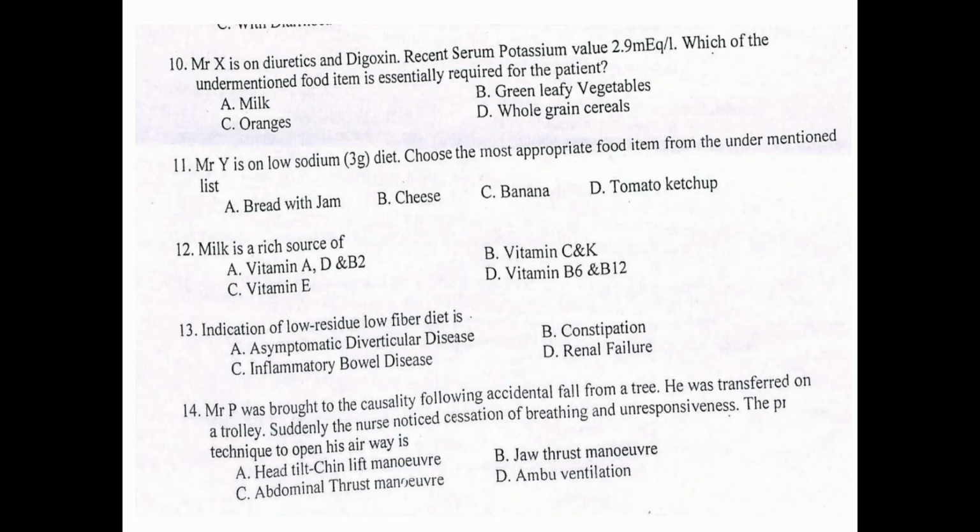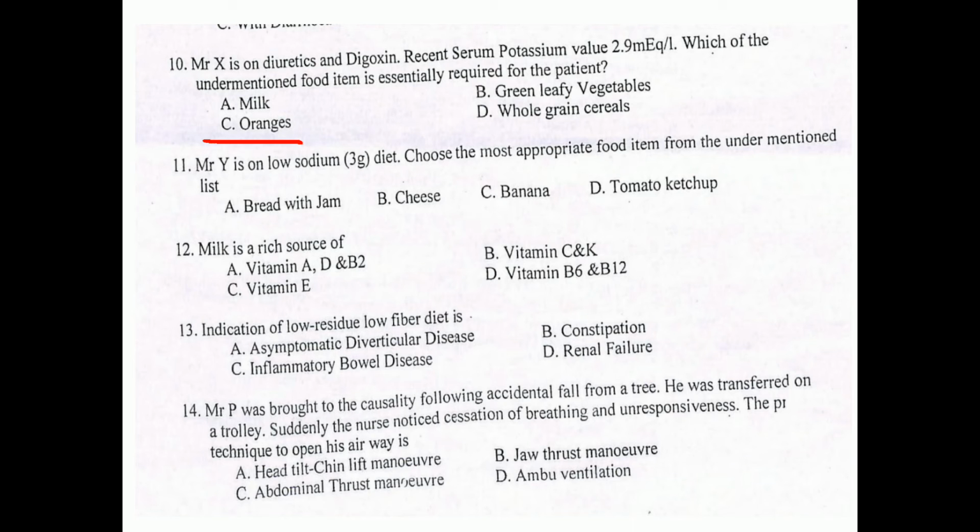Question number 10. Mr. X is on diuretics and digoxin. Recent serum potassium value is 2.9. Which of the undermentioned food items is essentially required for the patient? So, the options given are milk, green leafy vegetables, oranges, whole grain cereals. The correct option is option C, that is oranges.